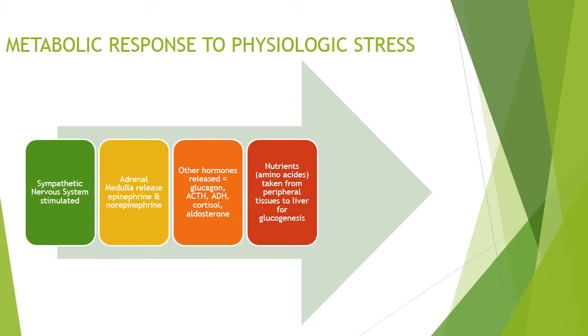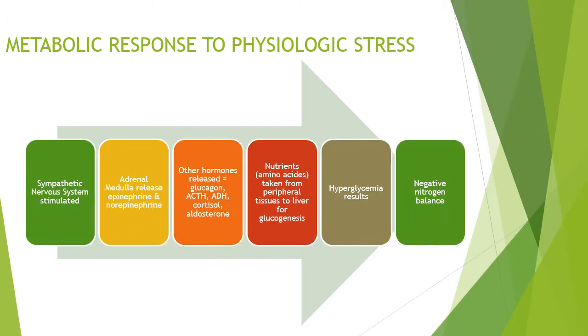Nutrients, in other words amino acids, are taken from the peripheral tissues to the liver for gluconeogenesis, which results in hyperglycemia and a negative nitrogen balance. You will assess and interpret clinical manifestations or alterations that a patient experiences with inadequate nutrition resulting in malnutrition or obesity.